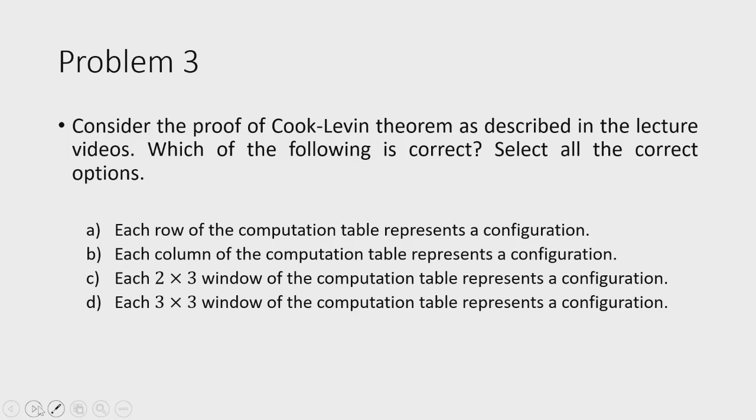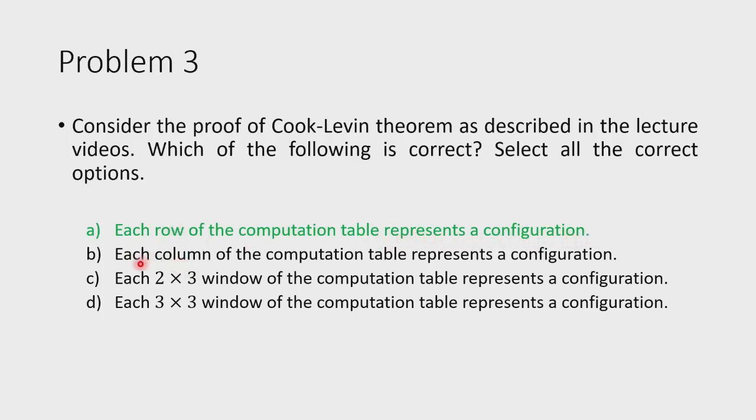I think the answer should be A here, because every row is a configuration. However, in the proof, we were interested in sliding the window of size 2 cross 3, because computation is a very localized thing, as sir mentioned in the lectures. In fact, the Cook-Levin theorem crucially uses that property of computation. So the answer is each row of the computational table represents a configuration.